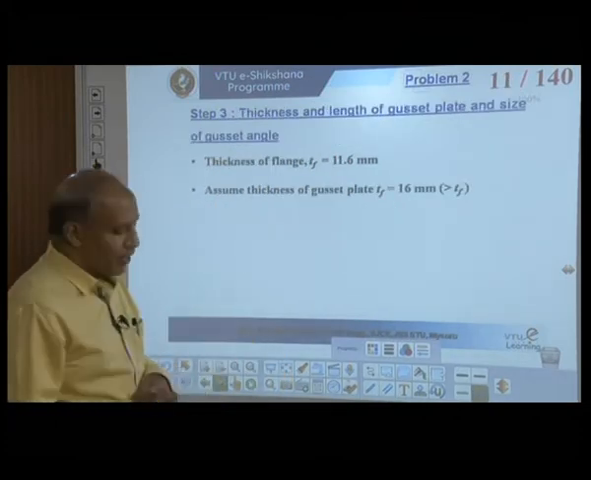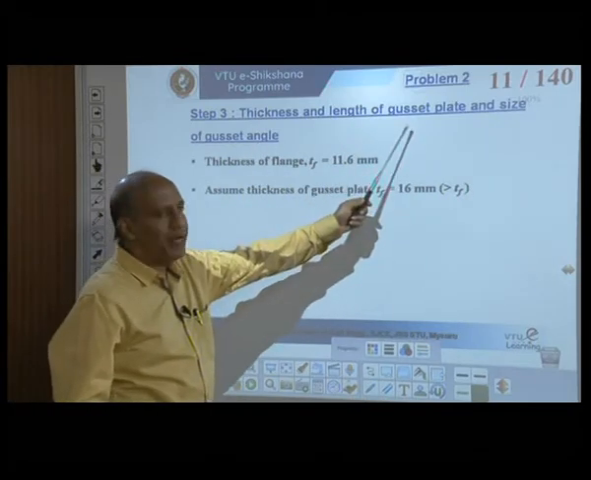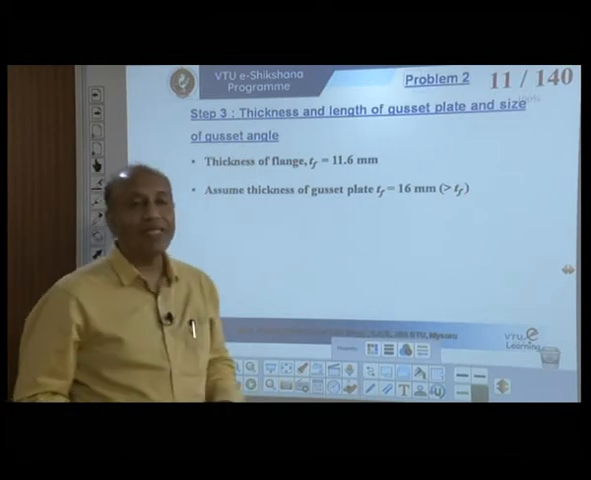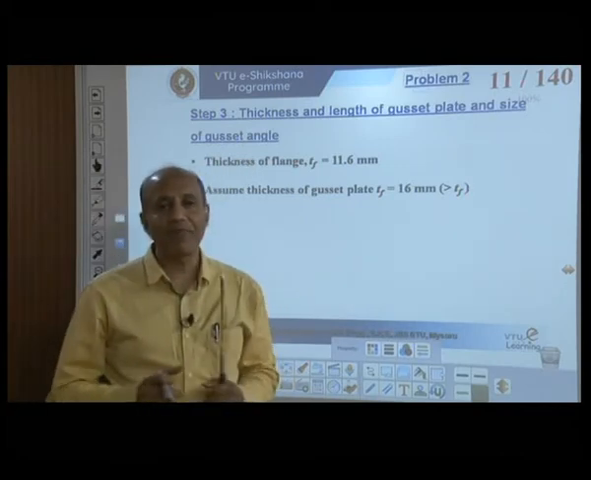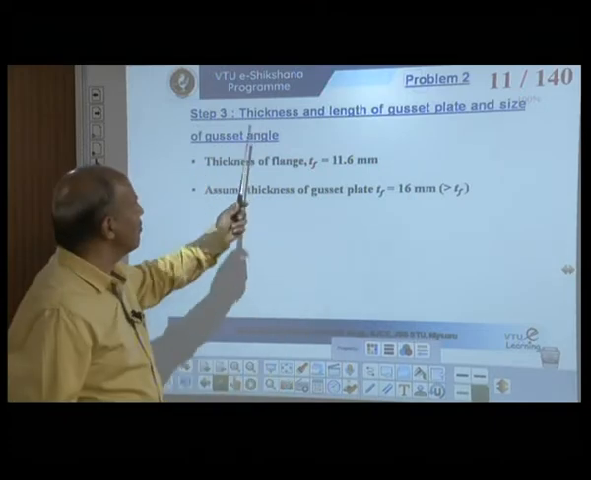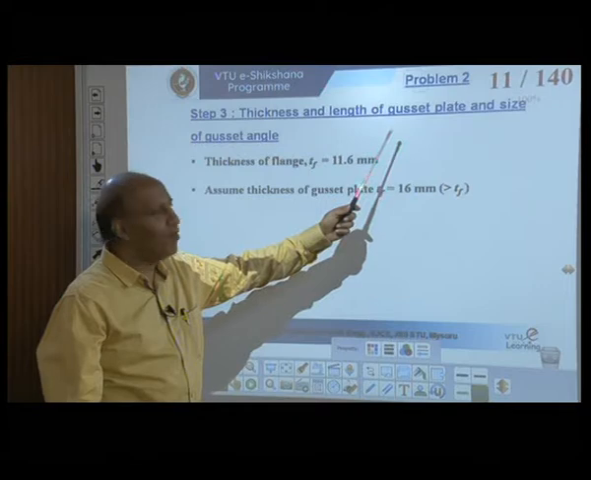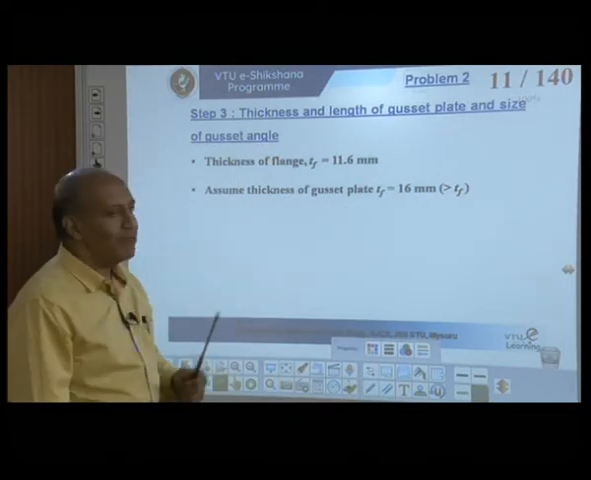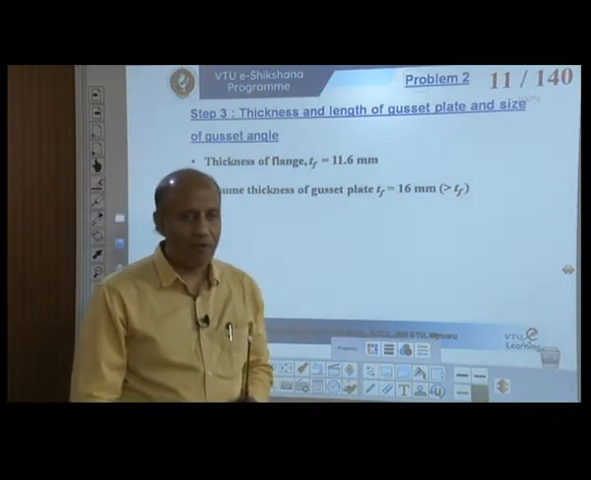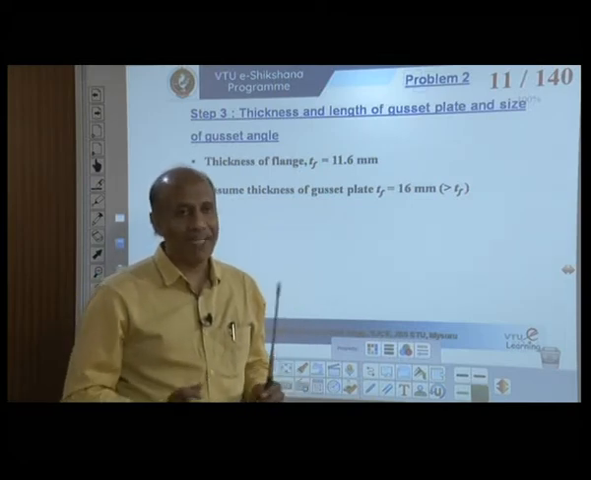Now the first thing that we are trying to talk about is, we are trying to arrive at the thickness and length of the gusset plate, and the size of the gusset angle. So we are just trying to fix up these numbers, correct? So that is the first one, we are trying to find out the thickness and length of the gusset plate. So dimension is what we are trying to talk about, and the size of the gusset angle that we are trying to talk about. Please understand, we are trying to provide these gusset plates parallel to the flange.